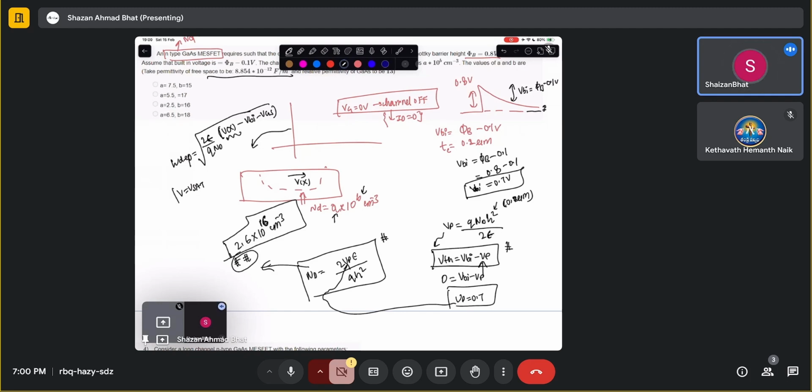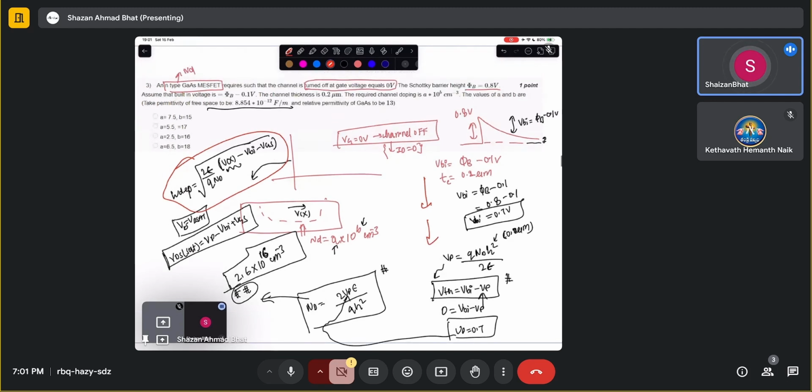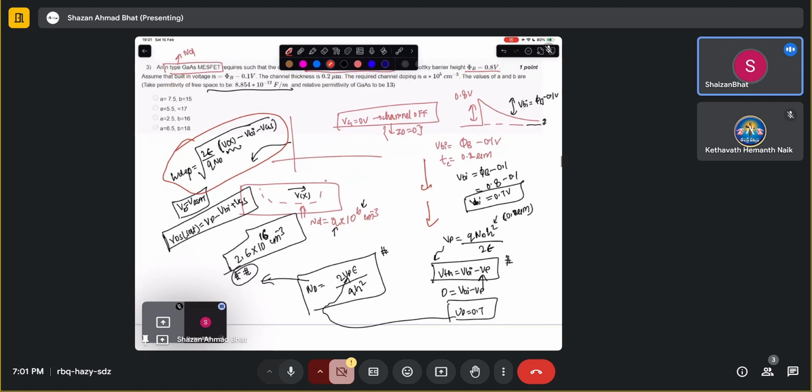And if VD is equivalent to VD sat, then you can write VDS at VD sat. Basically, you can write it as VP minus VBI plus VGS. You can use other ways to solve this problem, but I think this is the easiest way. Otherwise, there are many equations to solve this particular problem, but this is the easiest way to solve it.